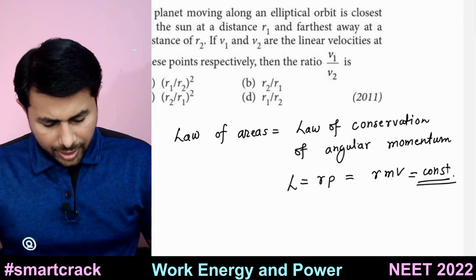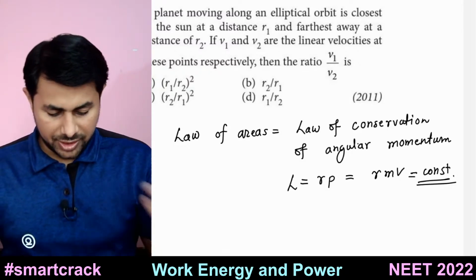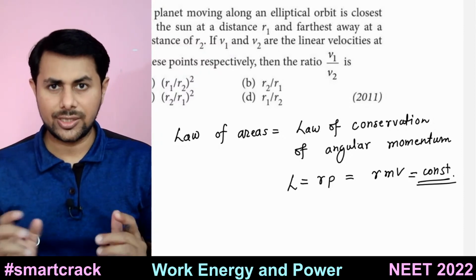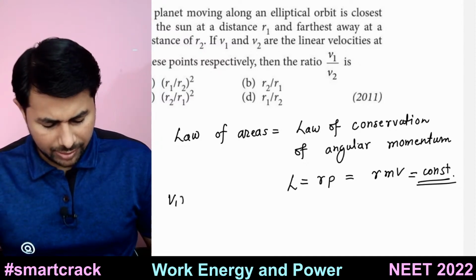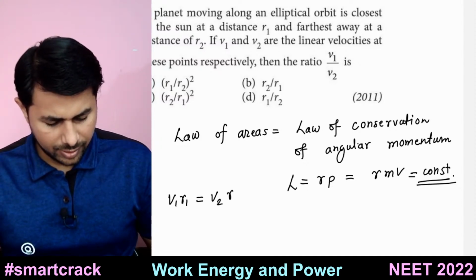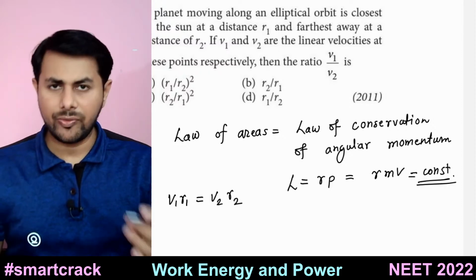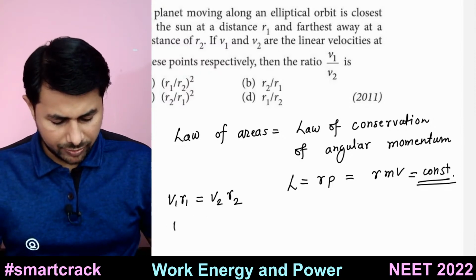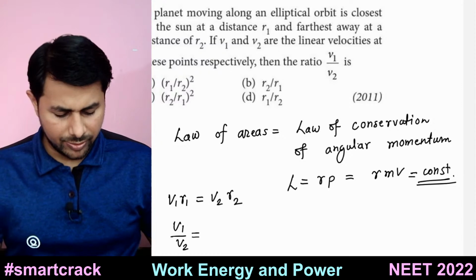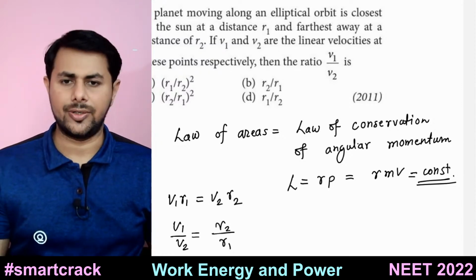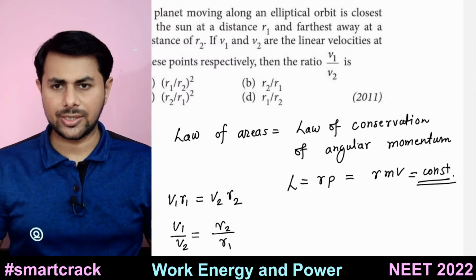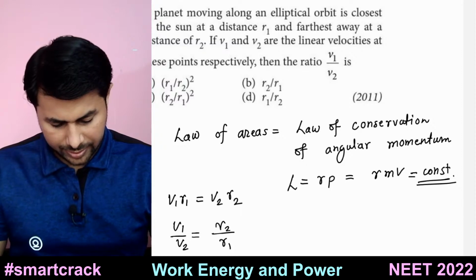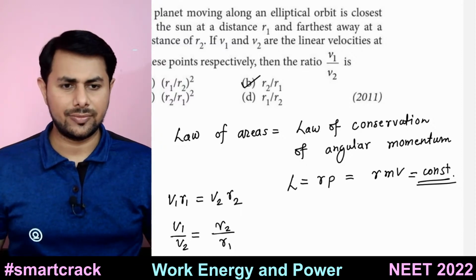So if r1 and r2 are two distances and v1 and v2 are the respective velocities at those two distances, then we can write v1 r1 equals v2 r2, and we want v1 divided by v2. So let's take v2 on this side and r1 on the other side. So v1 upon v2 will be equal to r2 divided by r1. So which option is correct? Option B is correct, right?